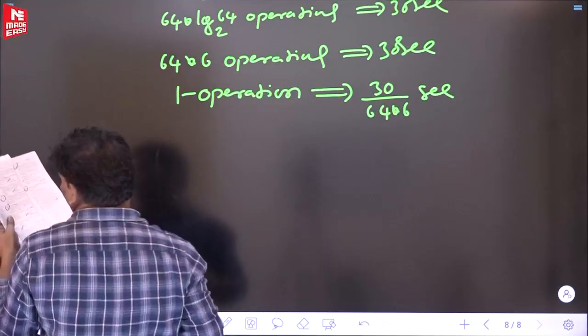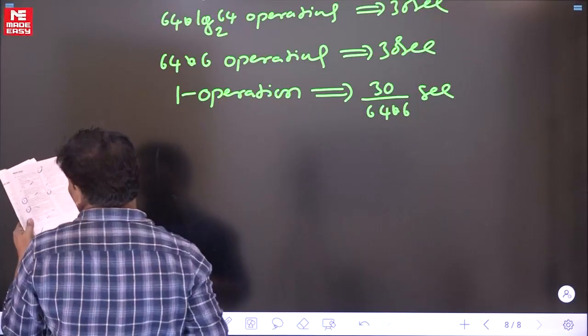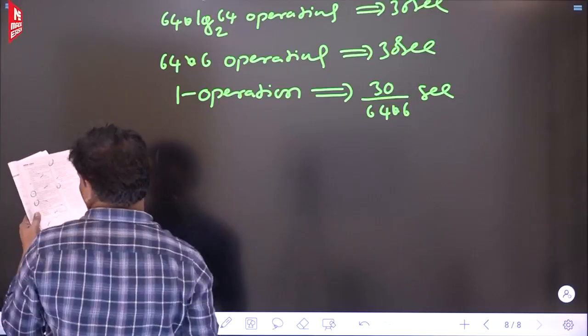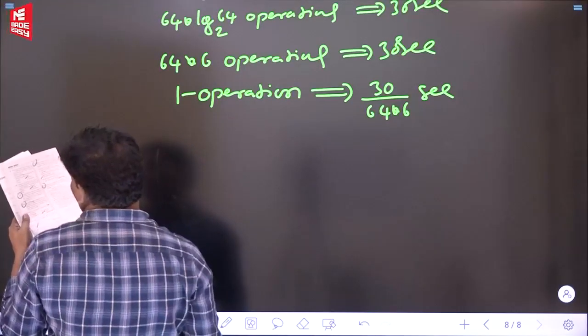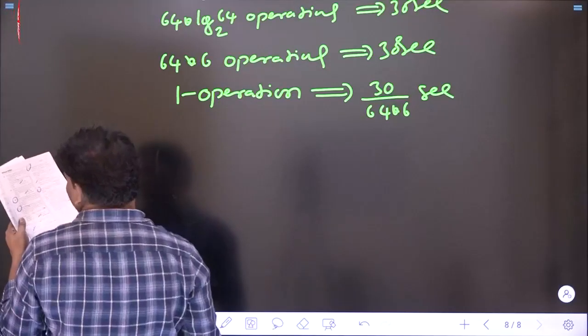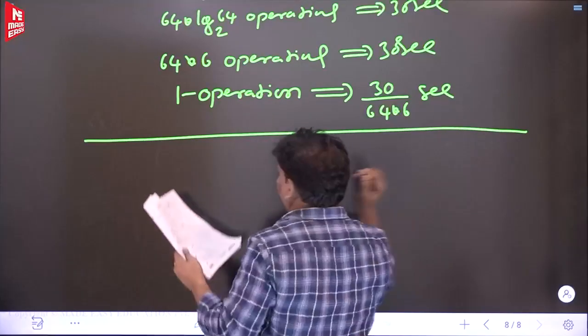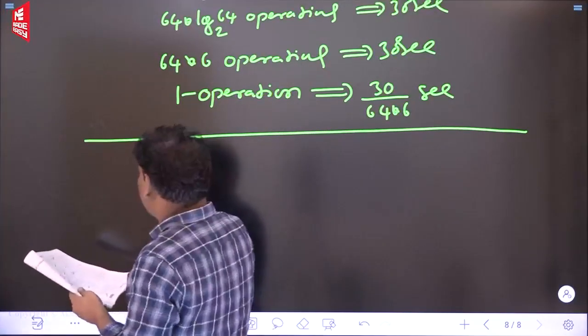Which one of the following most closely approximates the maximum input size of a problem that can be solved in 6 minutes using merge sort? See the next one. Let me write now. Make sure that you listen to what he is asking.